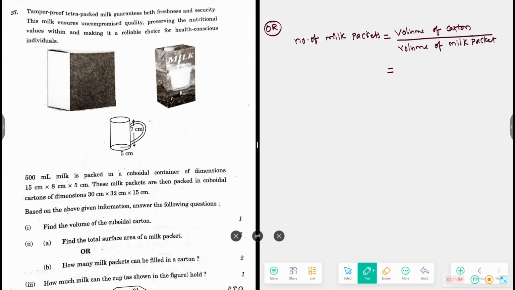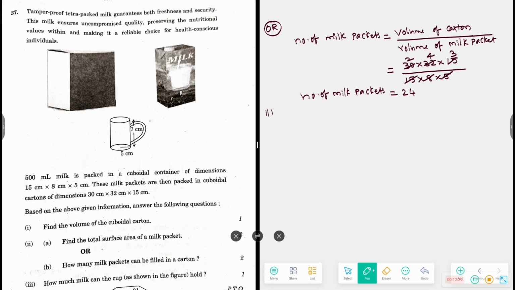So what is the volume of the carton? L into B into H, that is 30 into 32 into 15, by the volume of the milk packet, which is also a cuboid, so 15 into 8 into 5. Cancelling common factors, we get 2 into 4 into 3, 24. So this is the number of milk packets that can be kept in the cuboidal carton. That is the answer to question number 2 or the other question.